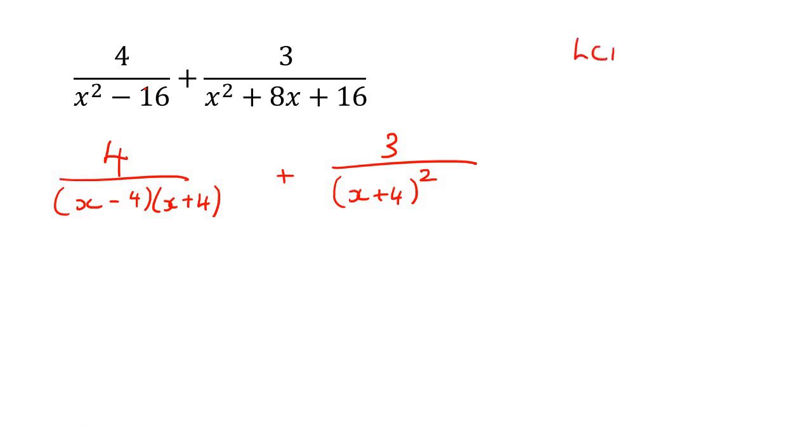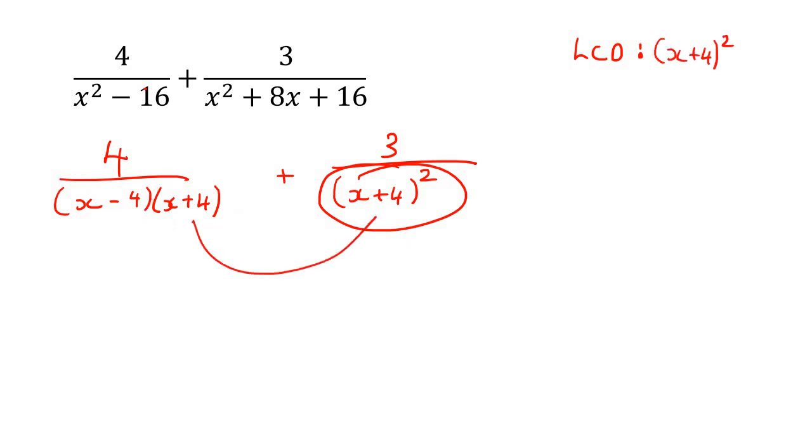So if you look at your lowest common denominator now, this is important. There's an x plus 4 to the power of 2. So you don't have to take this one because that's already built into that one. It's quite weird how that works. And then there's an x minus 4.